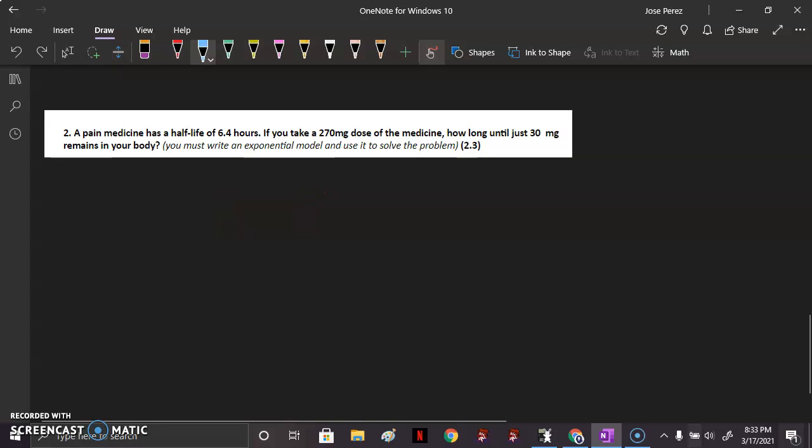So what we have to do, we don't have a model to show us. We have to create a model. And what we have is 270 milligrams, and we have 6.4, and that's our half-life. So 270 times e to the rate times 6.4, which is our time, equals half, so it'll be 135. And what do we have to do? We have to solve for r.